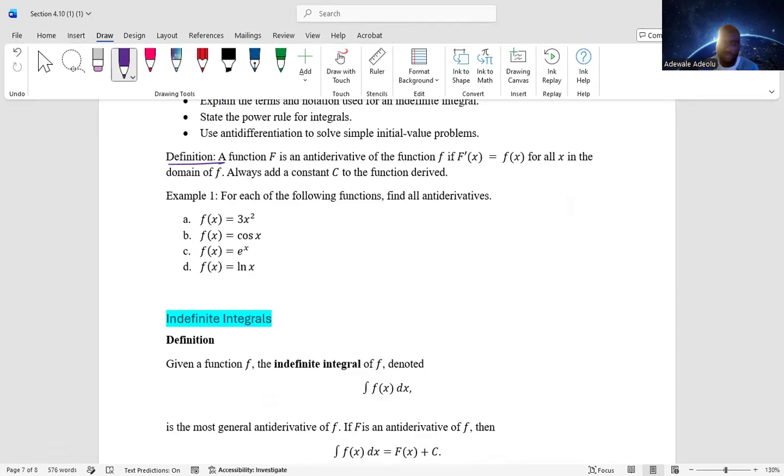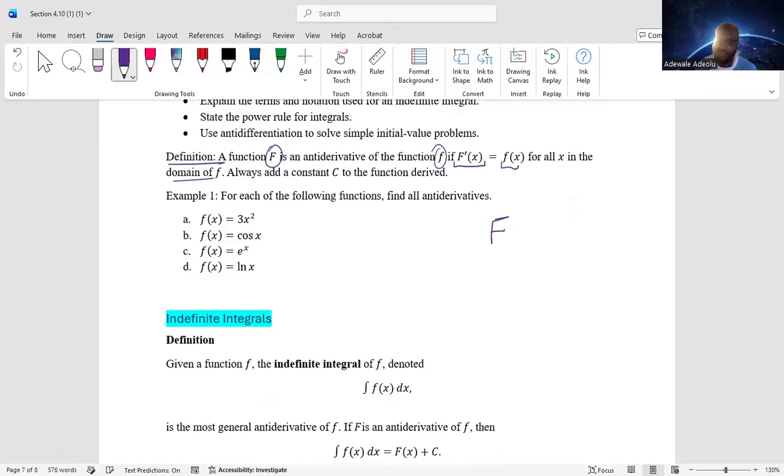A function, say we call it capital F, is an antiderivative of the function, let's call it small f, if by the time we take the derivative of that big F, it is equal to the small f for all x in the domain of F, then we say that that capital F is the antiderivative. This is what we are saying.